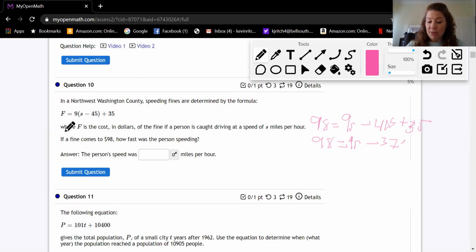So 98 plus 370 is 468. 468 is equal to 9S. And the last thing I'm going to do is divide both sides by 9. And my answer should be 52 miles an hour. So after I divide, I get 52 miles an hour.